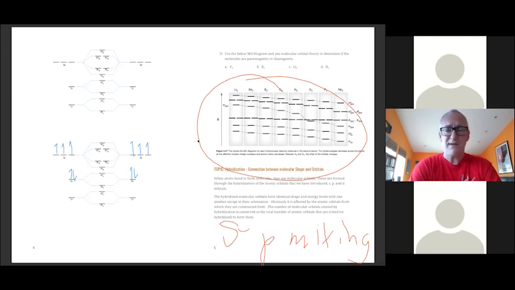Is that a new thing, SP mixing? Has that even been mentioned in any of the lectures? No. Yeah, it's not a big deal. It's just the relative energies of these molecular orbitals changes somewhat, but as far as filling them in and seeing what the bond orders are and whether or not they're magnetic, it makes no difference at all. So having that there is kind of confusing.